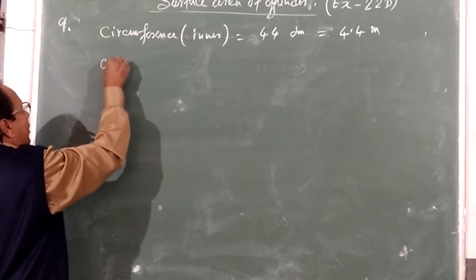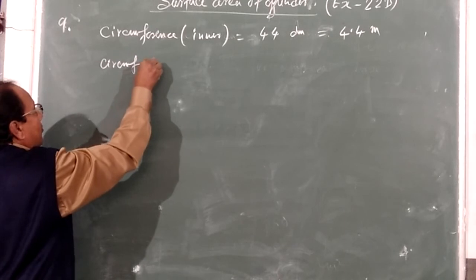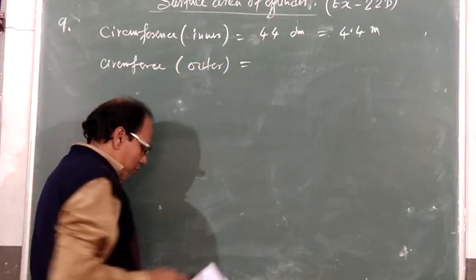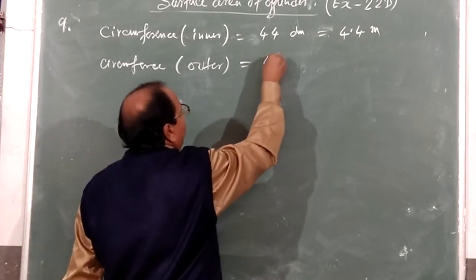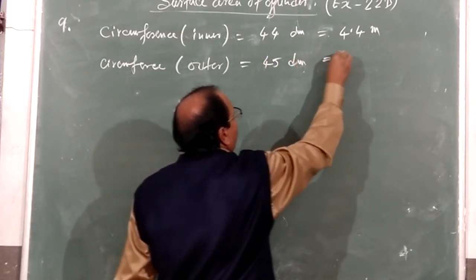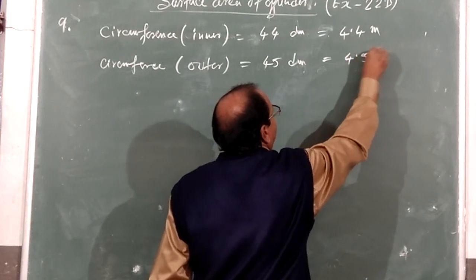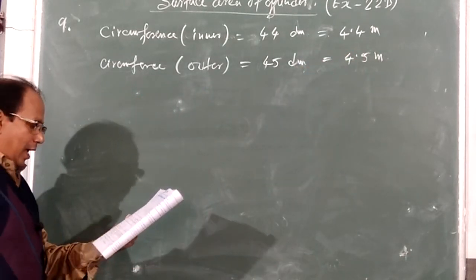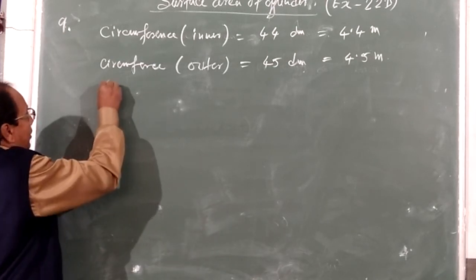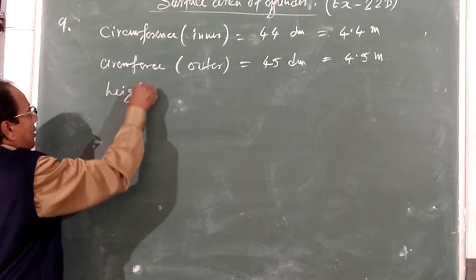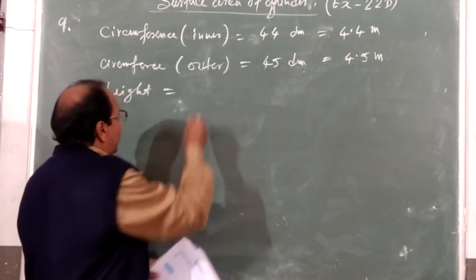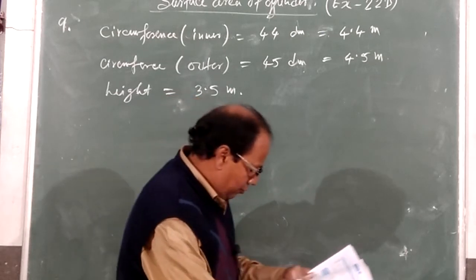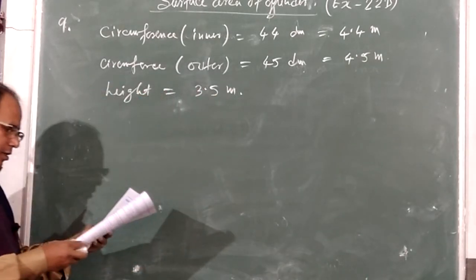And another circumference, means outer, is equal to 45 decimeter is equal to 4.5 meter. In the same manner, you can convert decimeter to meter. And here length. Length we will write here, instead of length, height is equal to 3.5 meter. Right. So now we will go for the cost of painting.